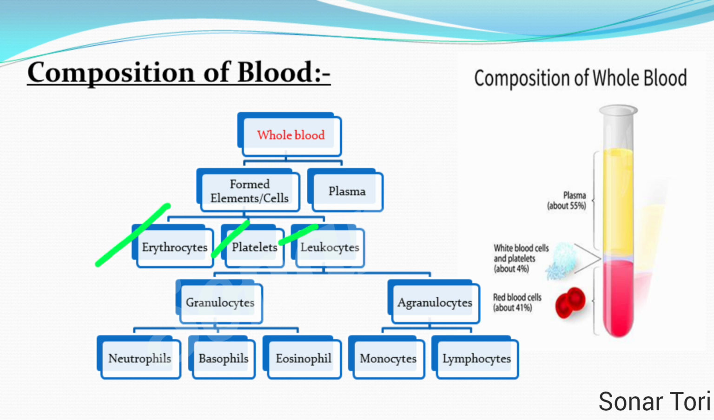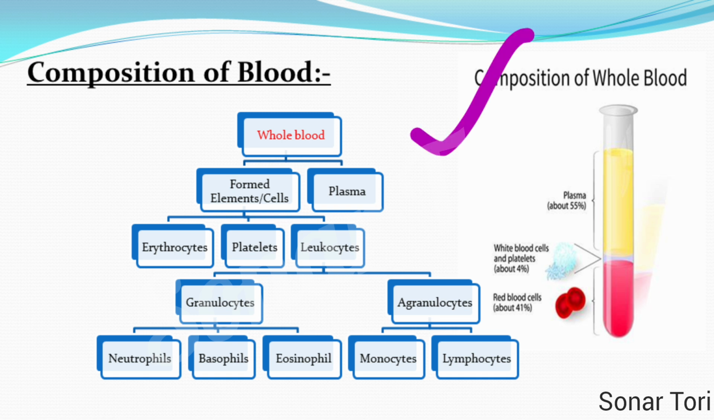Then the cells. There are three types of cell: erythrocytes or red blood cells, platelets or thrombocytes, and leukocytes or white blood cells. We can divide the leukocytes into two types: granulocytes, which have granules, and agranulocytes, which don't have granules. There are three types of granulocyte: neutrophil, basophil, and eosinophil, and two types of agranulocyte: monocyte and lymphocyte.